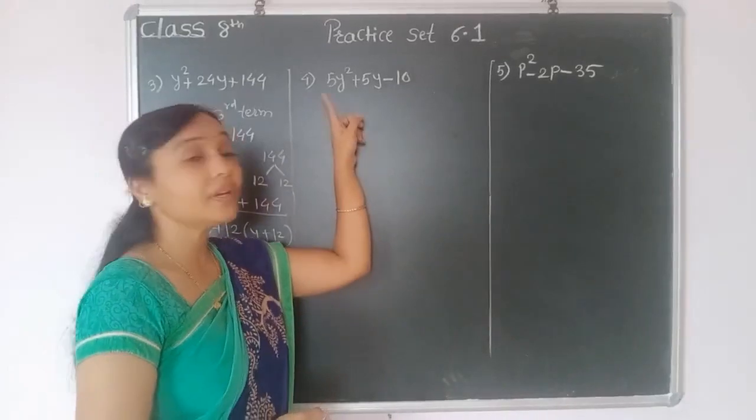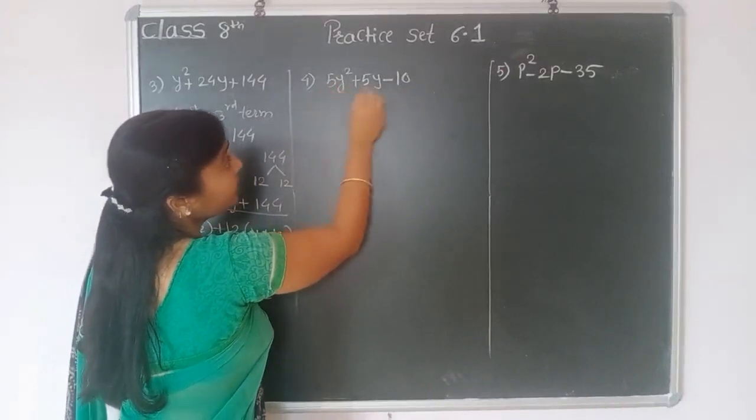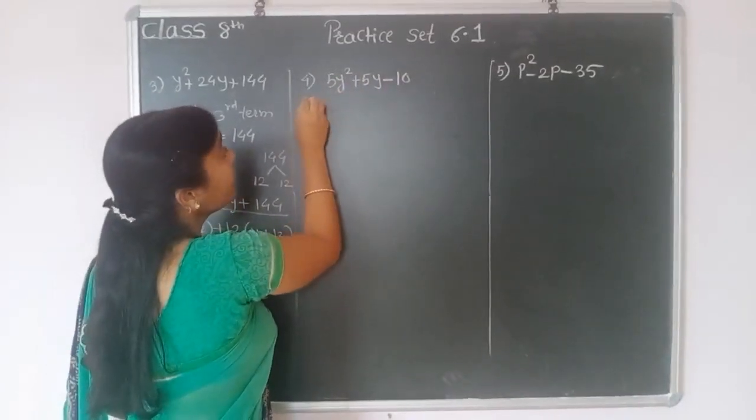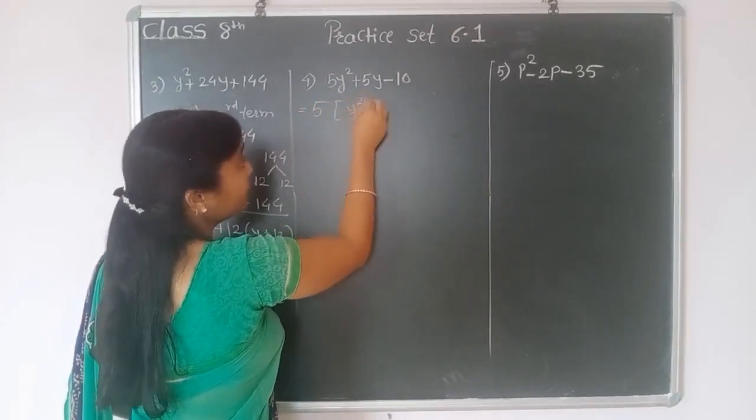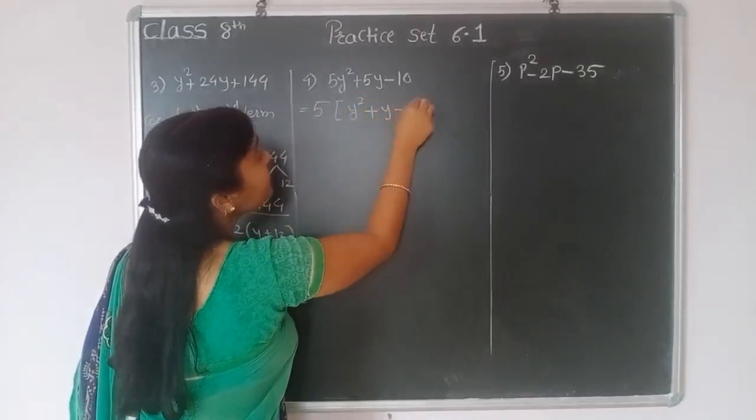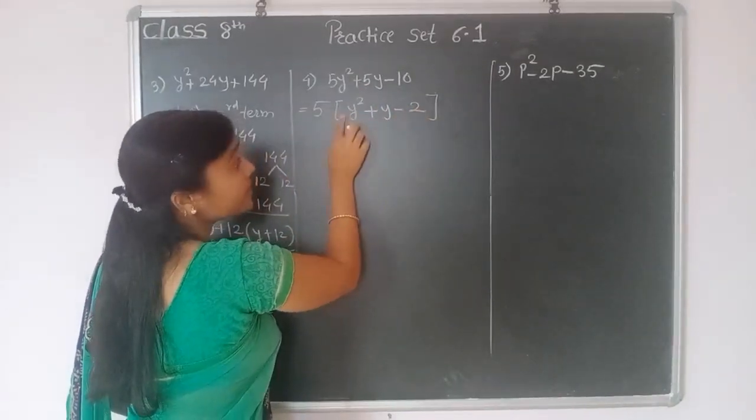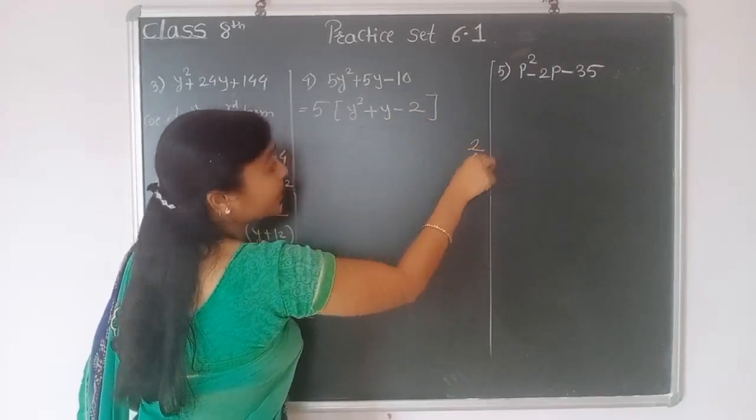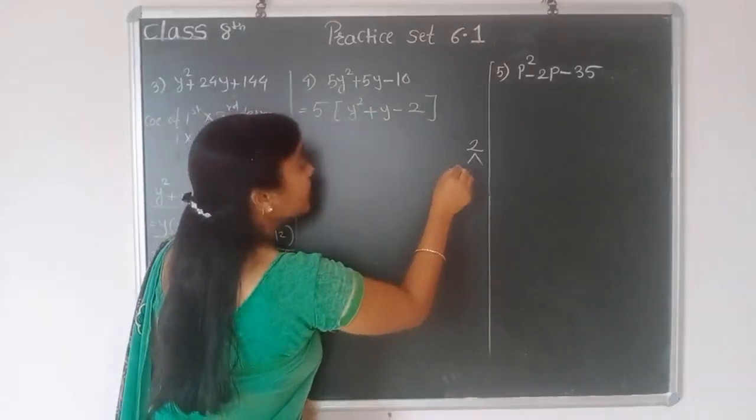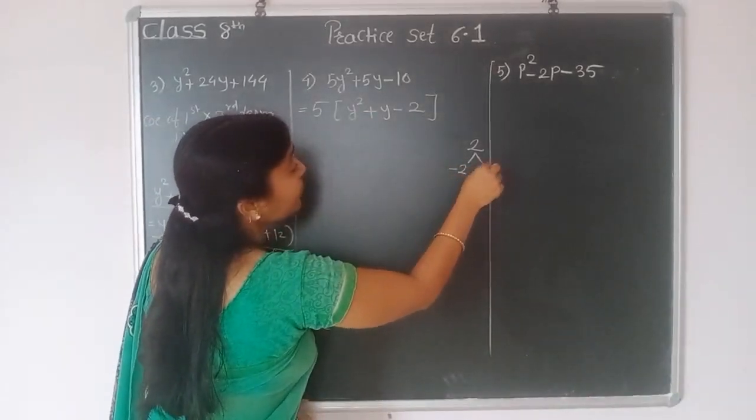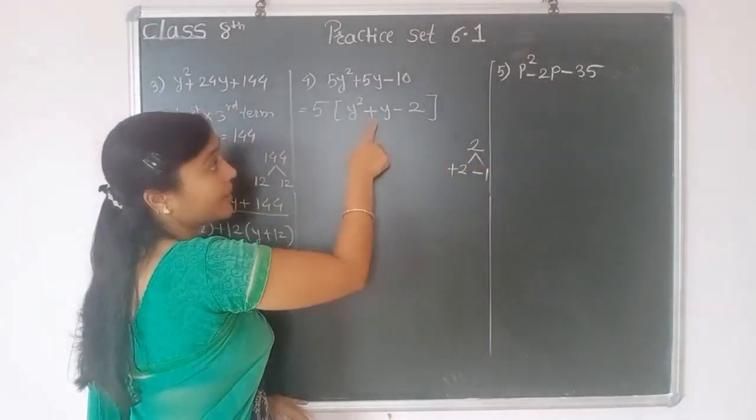Now we see the fourth example, 5y square plus 5y minus 10. Now you observe that all three terms are divisible by 5. So we can take out the common 5 from all three terms. Then we get the remaining y square plus y minus 2. 2 ones are 2. Means we first find the factors of 2 whose subtraction is plus 1. Means we take minus 1 and plus 2, because our answer is plus 1.